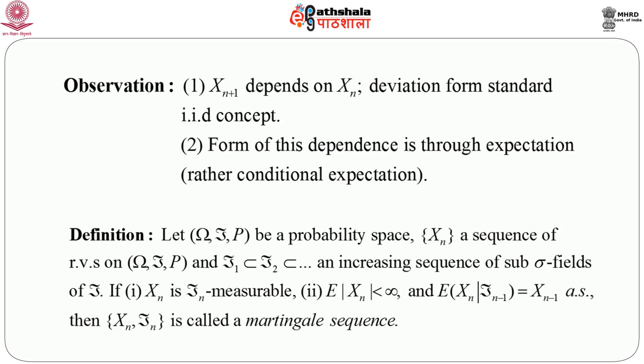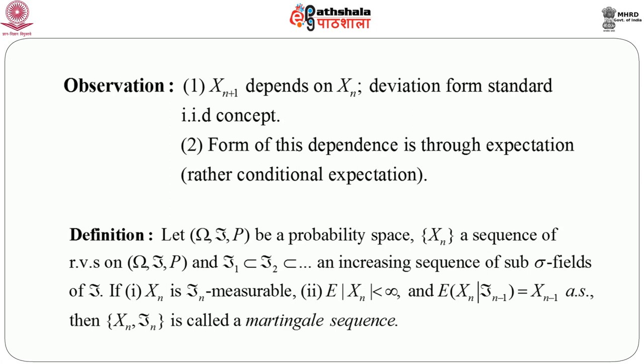Now let us formally define this situation. While defining a random variable or conditional expectation, we should start with a probability space, which in this case is omega, script F and P, where script F is the sigma field generated by the class of subsets of omega, and P is the probability measure defined on the measurable space omega and script F. And let us consider xn as a sequence of random variables on this probability space.